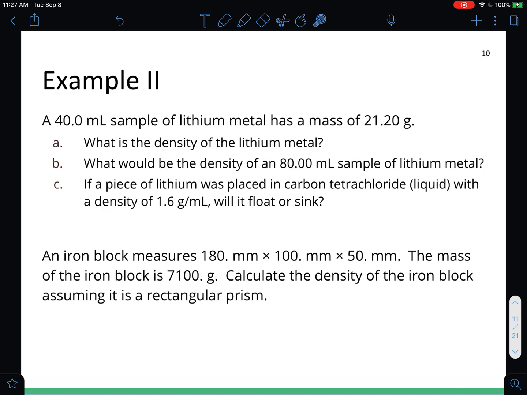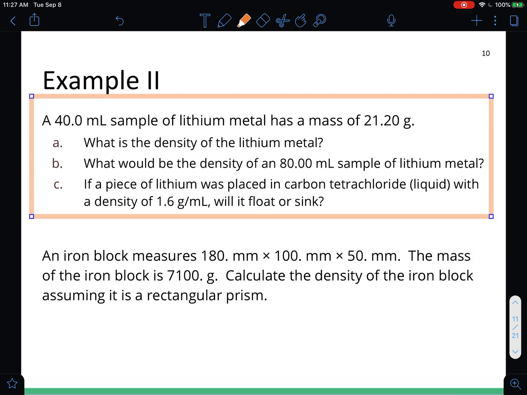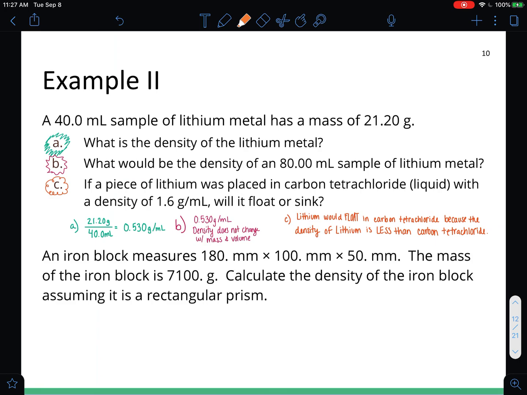Let's try another example. So we're going to go about this one in two parts. Please work on this first section. We'll go over the answers, and then I will give you guys the cue to work on the second part. So be working on the first one, A through C. Okay, let's check your work. So the first one, calculating the density of the lithium metal, same process as before. We will take the mass and divide it by the volume.